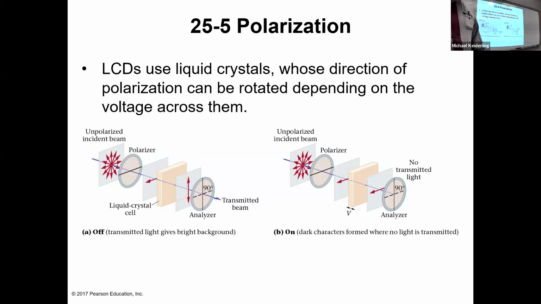It turns out modern ones, the first ones did like 0 to 90 degrees, but modern ones actually do something like 180 to 270, because it turns out that gives you better and faster response times. Like, it just makes a better screen. It takes less voltage, less power. But here's an example. So here, transmitted light is a bright background. It's rotated 90 degrees, so it comes out the analyzer. It's not rotated, so it's dark.